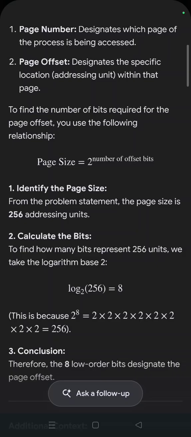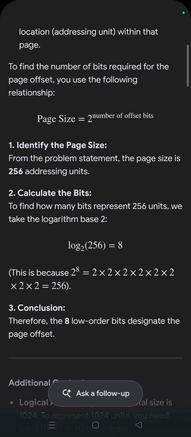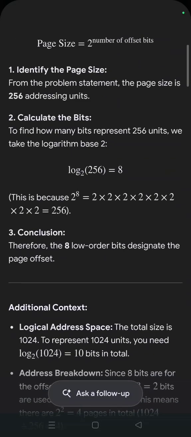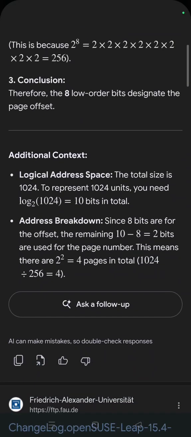Identify the page size. From the problem statement, the page size is 256 addressing units. To find how many bits represent 256 units, we take the logarithm base 2. Log 2 of 256 is equal to 8. This is because 2 power 8 is equal to 256. Conclusion: therefore, 8 lower order bits designate the page offset.